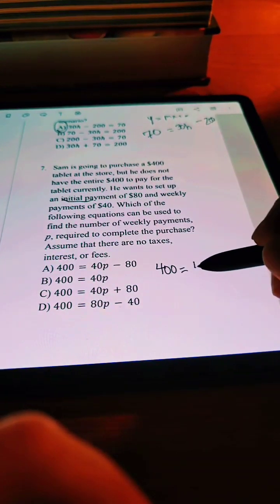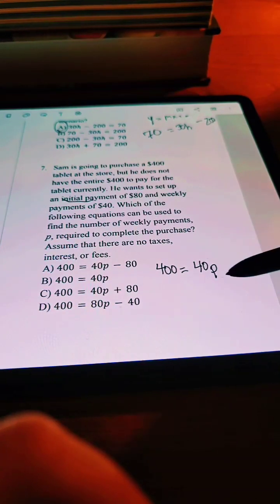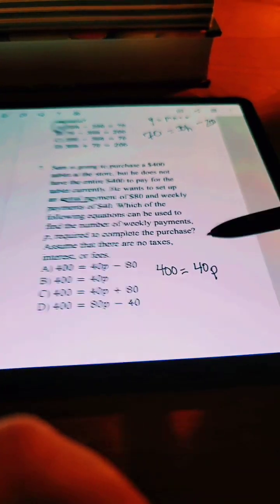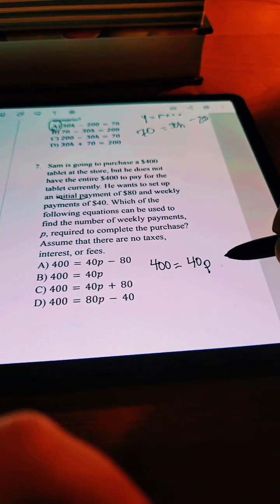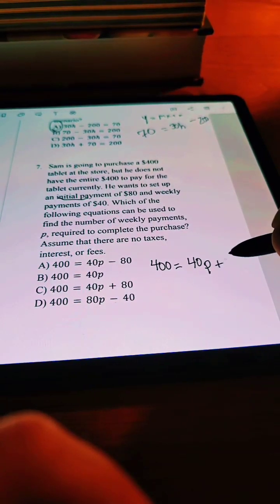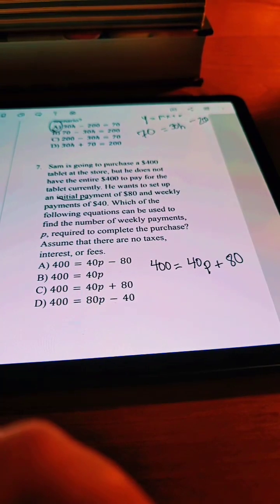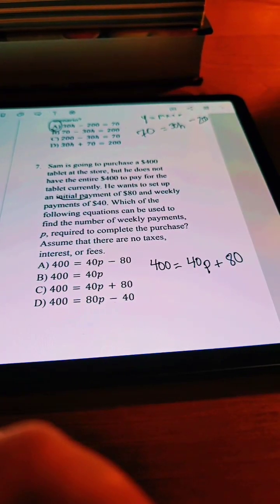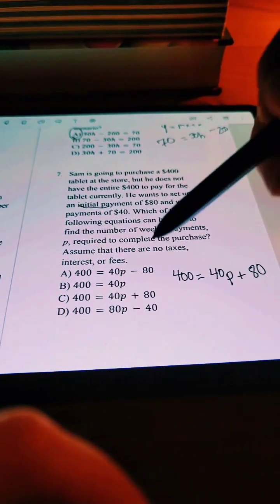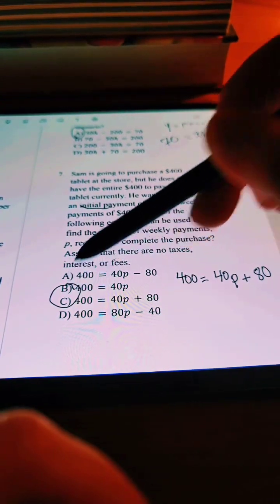So it's going to be $40 times each of the weekly payments, which, yeah, that's P. So 40P, and then plus that $80 that he paid, that's also going to go towards that, what is it, the $400 tablet. So then that's going to be just C right here.